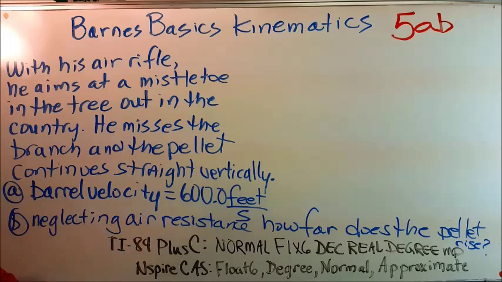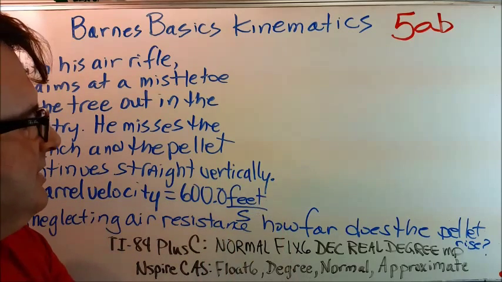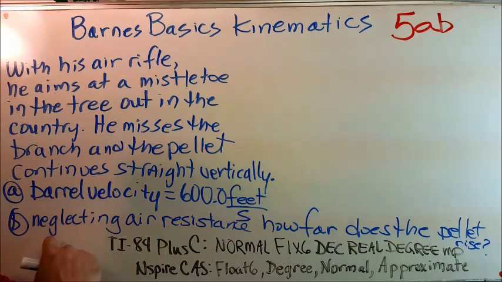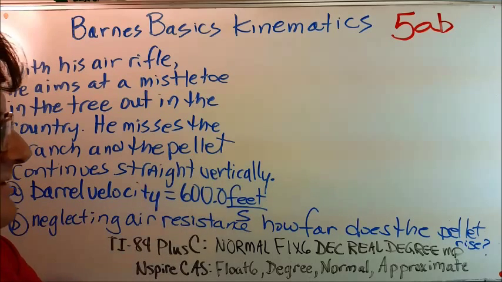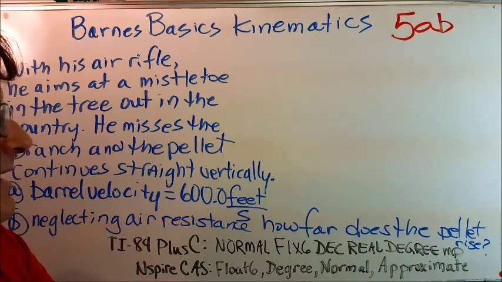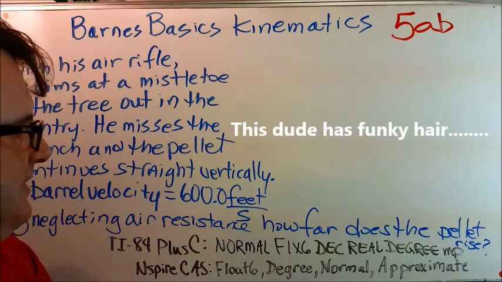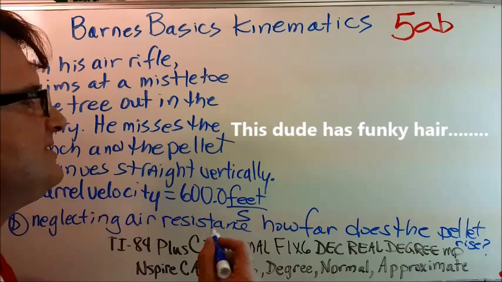The barrel velocity of the pellet rifle, the air rifle, is 600 feet per second. I want to convert that to meters per second. And then the next question is, neglecting air resistance, how far does the pellet rise? We're going to be looking at some new information here.